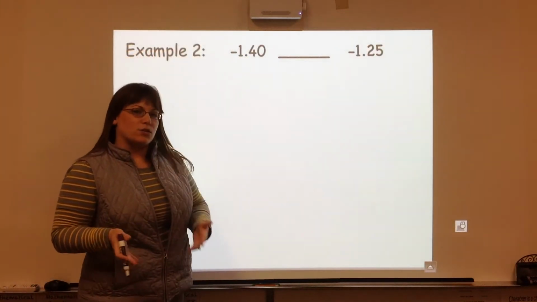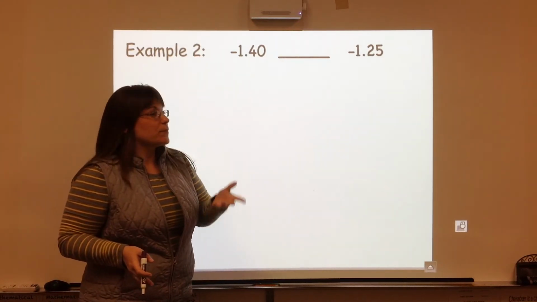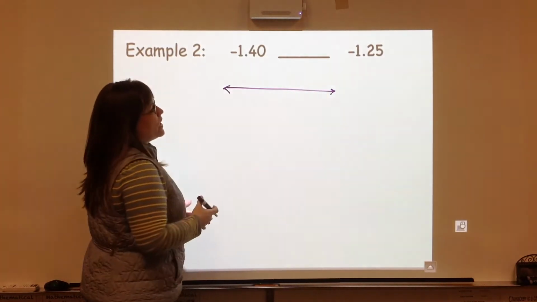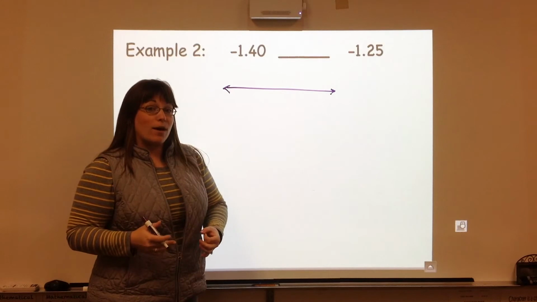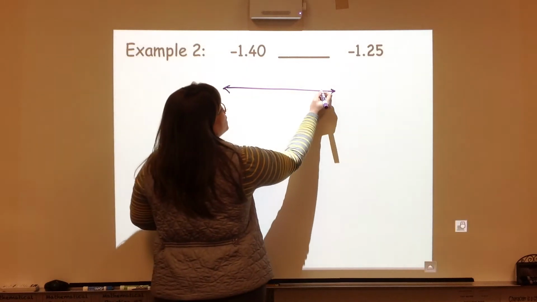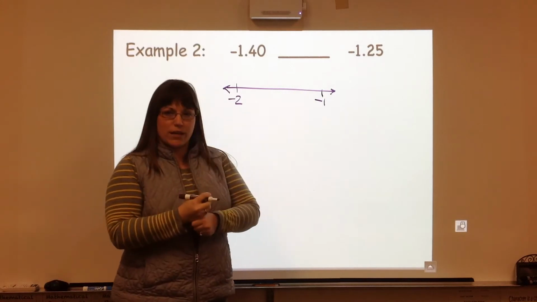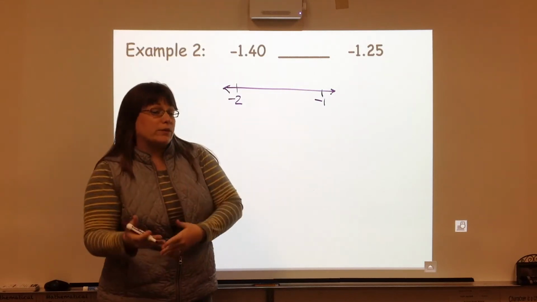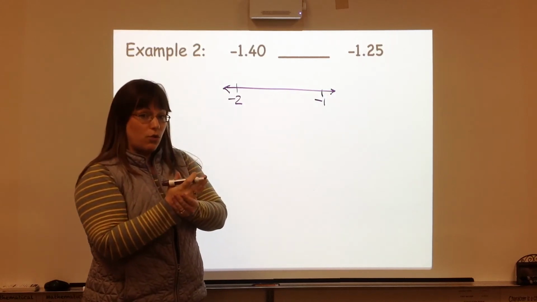Now, example 2 gets into the newer concept of this lesson, comparing 2 negative decimals. So, if we were to draw a portion of our number line to help us visualize this, these 2 numbers are both starting with -1. So that tells me I am somewhere in between -1 and -2. I'm not just -1, I'm -1 point something, 0.25, or -1.40. So I'm going to be looking at the digits that are in between those 2 whole numbers.